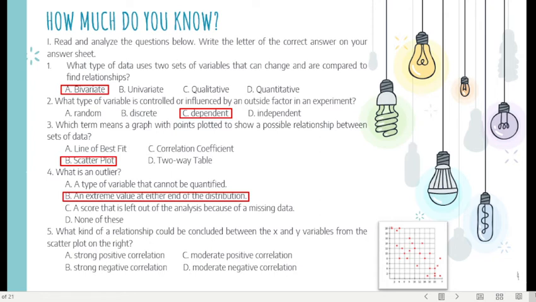And for number 5, what kind of relationship could be concluded between the x and y variables from the scatter plot on the right? A. Strong positive correlation. B. Strong negative correlation. C. Moderate positive correlation. Or D. Moderate negative correlation. So the correct answer is a moderate negative correlation. So the answer for number 5 is letter D.